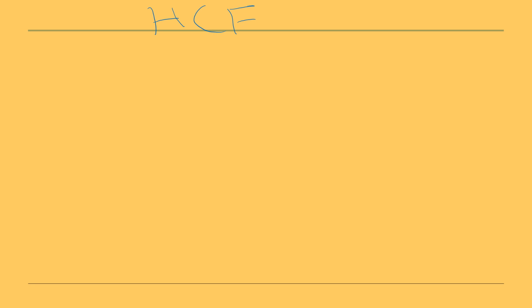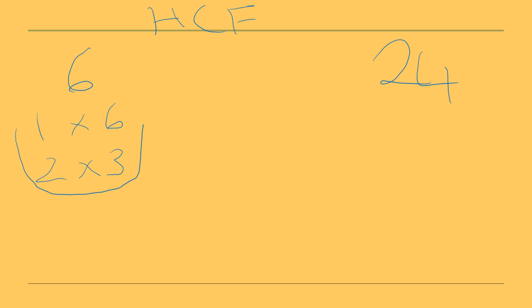So once we do highest common factor, we need to do the horseshoe method for both numbers. So let's take 6 and 24. So when we do it for 6, we need to write 6 and 1, 2 and 3, and that is the end of our horseshoe. The next one is 24.